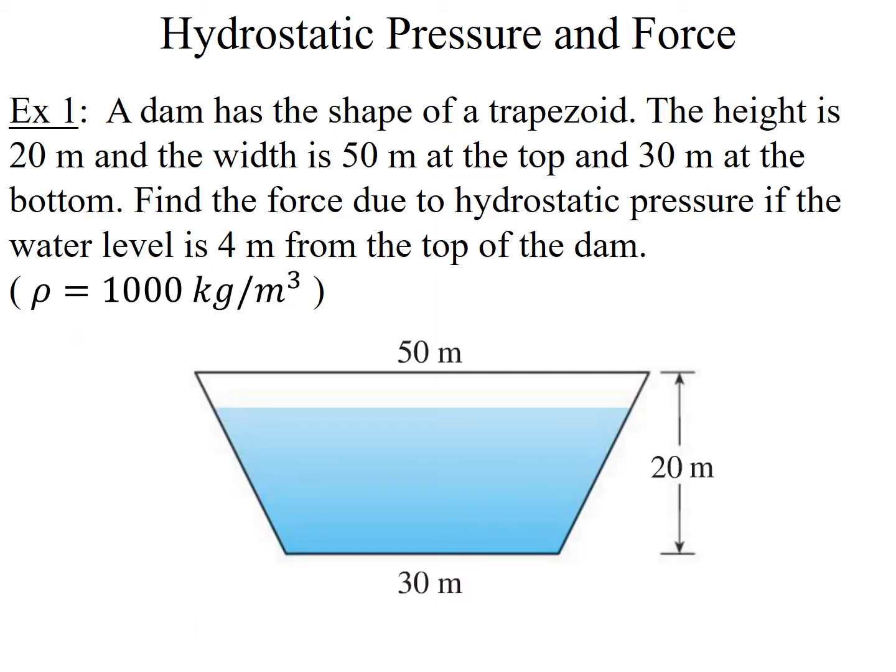All right, a dam has the shape of a trapezoid. The height is 20 meters and the width is 50 meters at the top and 30 meters at the bottom. Find the force due to hydrostatic pressure on the dam, they mean, if the water is 4 meters from the top of the dam. Okay, so it's possible what they're drawing here is a little bit unclear. So let's see what's going on here.